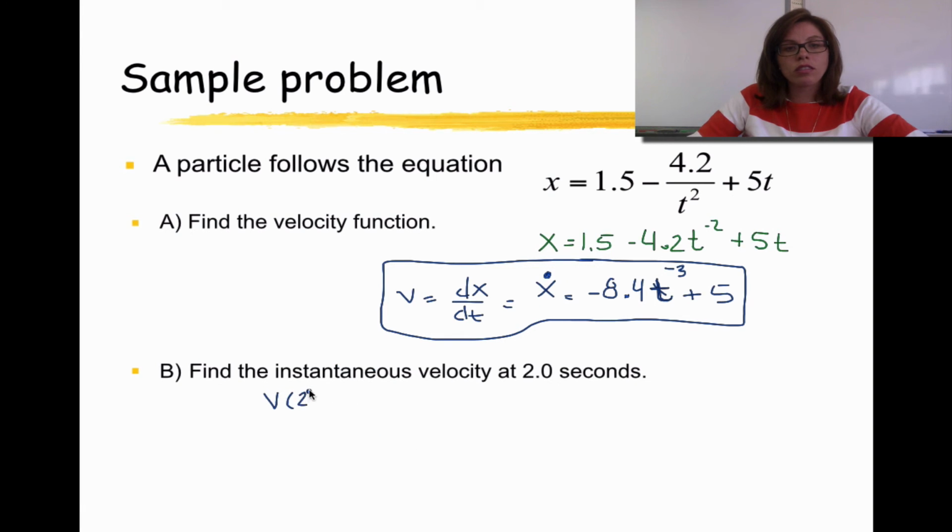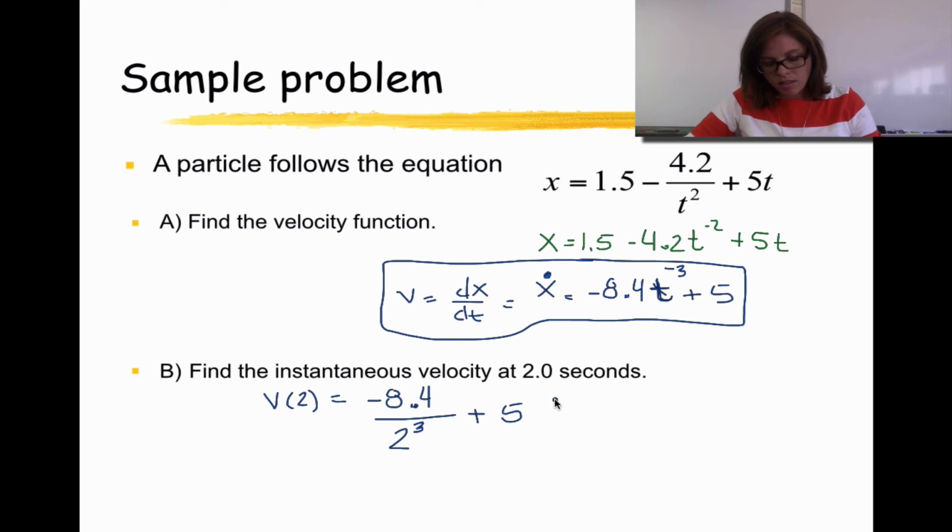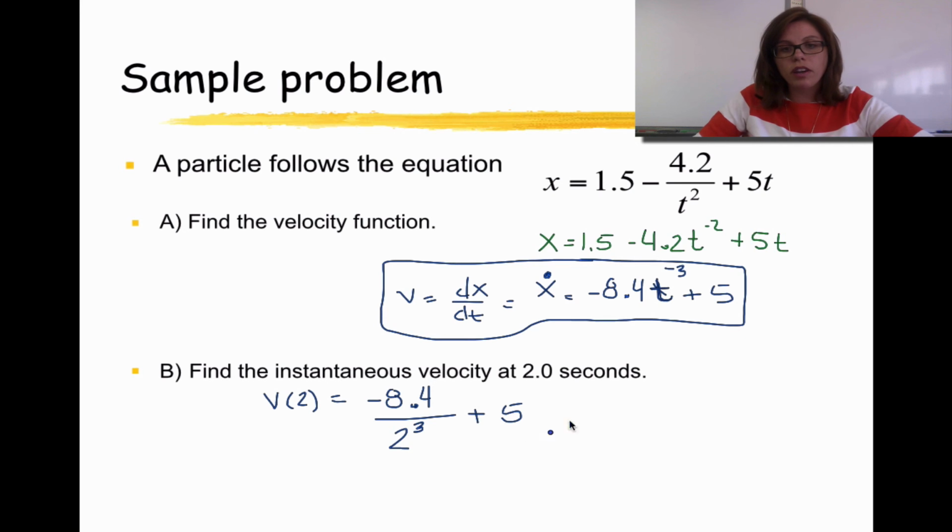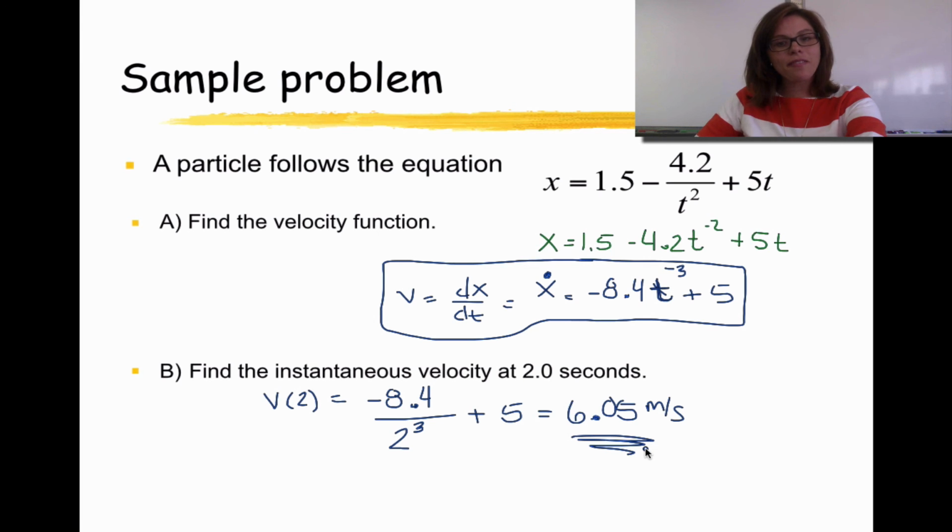So the velocity at 2 seconds, I'm going to do this. So negative 8.4 divided by 2 cubed plus 5. Okay, so negative 8.4 divided by 8 plus 5 is 3.95. All right, cool. It's kind of fun, huh?